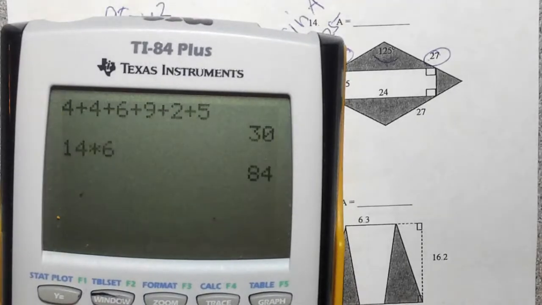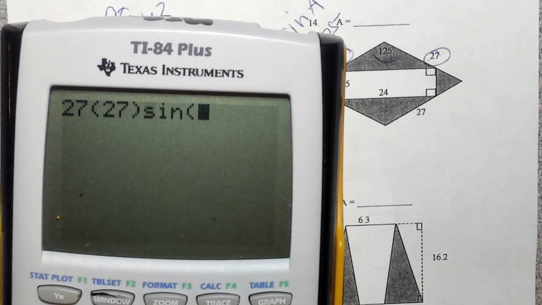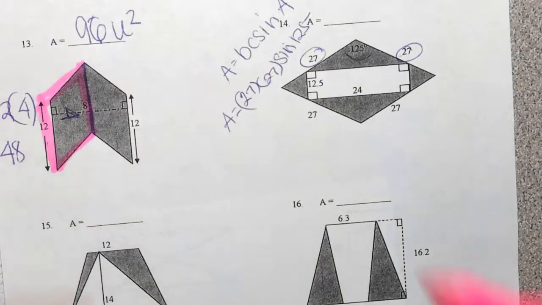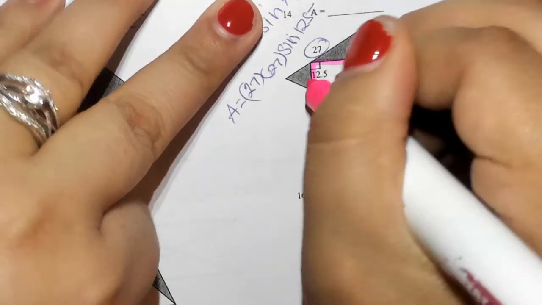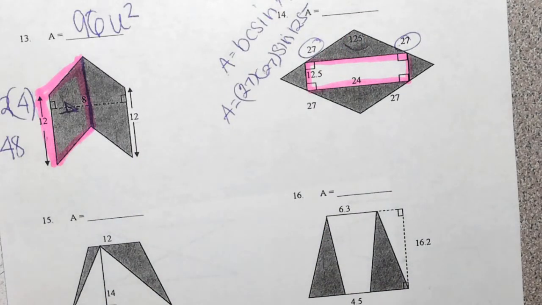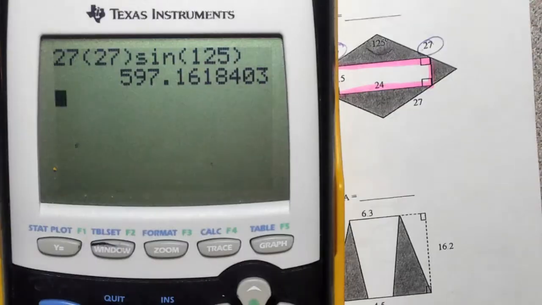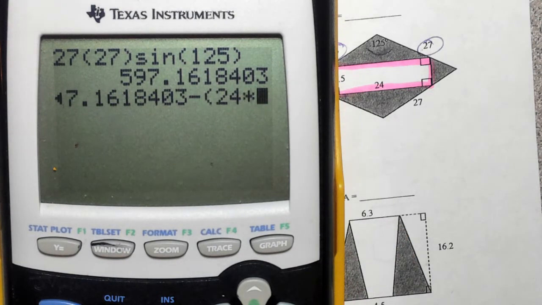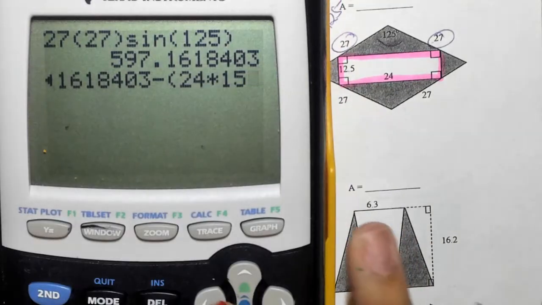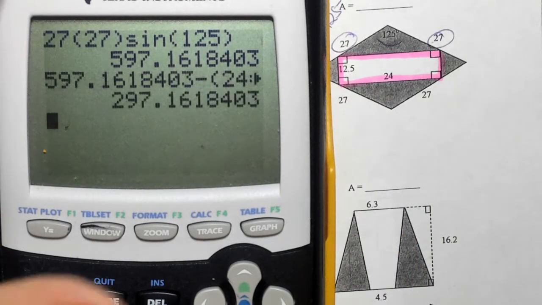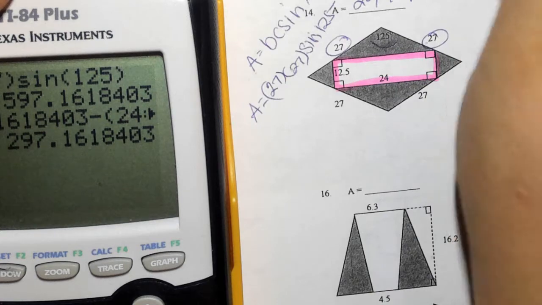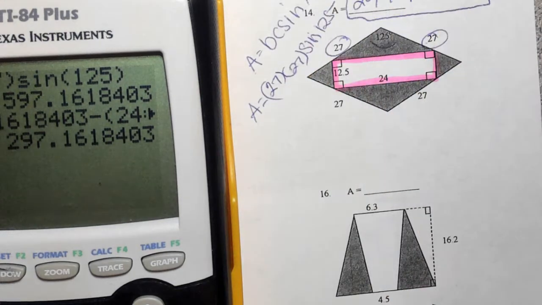Now in your calculator, you get that. I need to subtract my shaded area. So, to get that, it's base times height. So I'm going to go up and then subtract my base, which is 24, times my height, which is 12.5. And so my answer is 297.162 units squared.